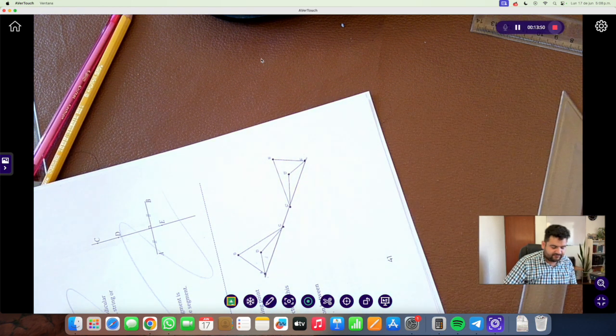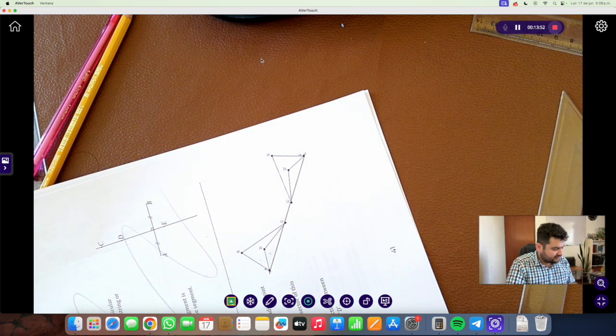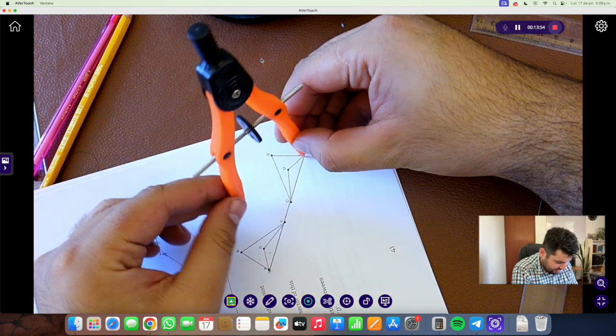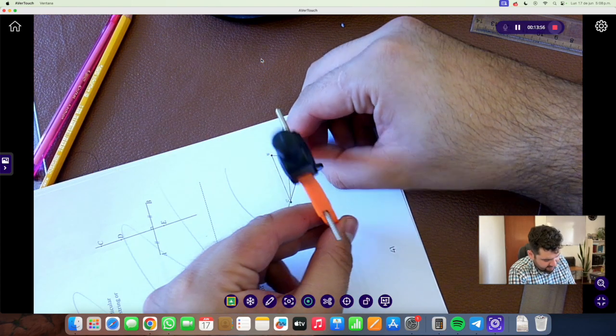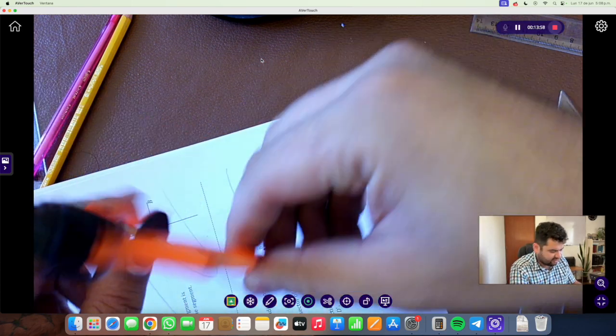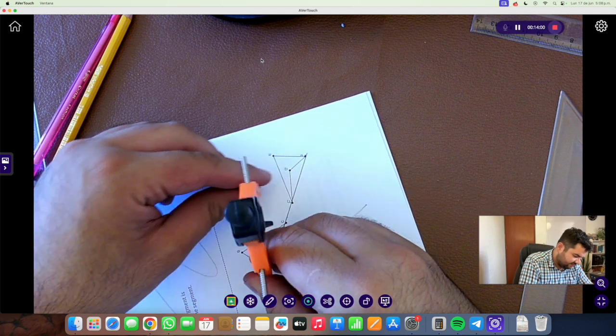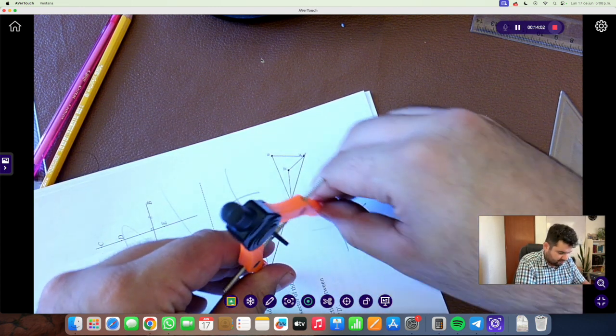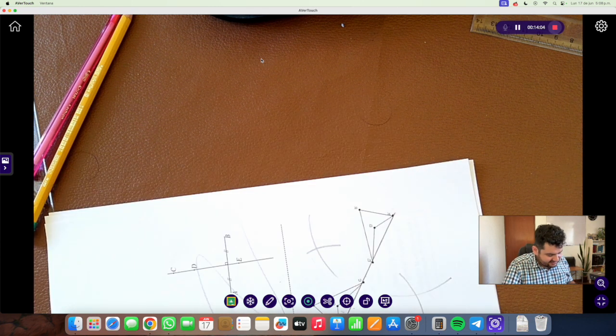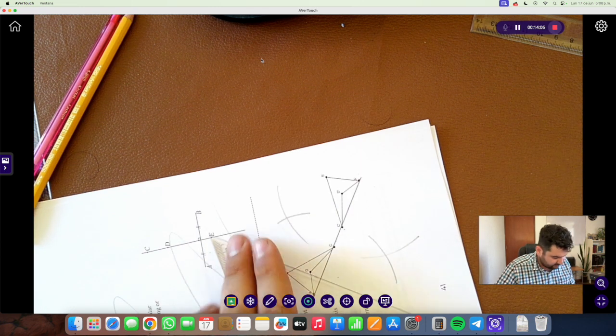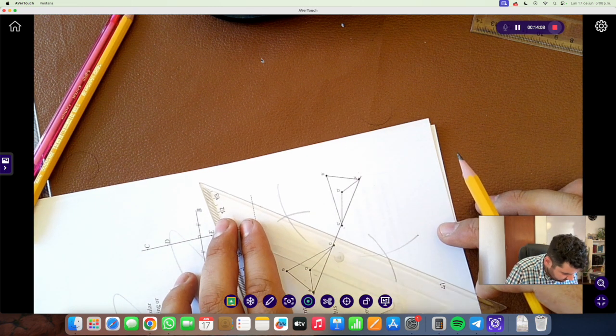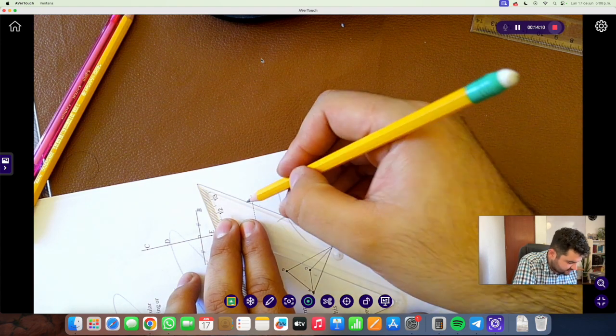A and A prime. Then I'm gonna draw a perpendicular bisector to segment A prime. And this perpendicular bisector is my line of symmetry.